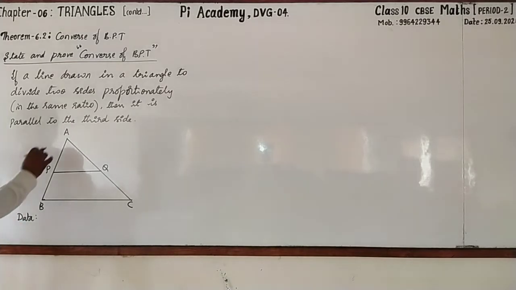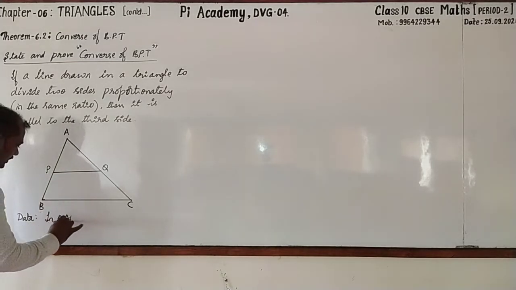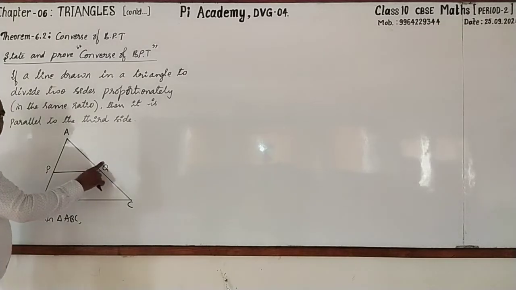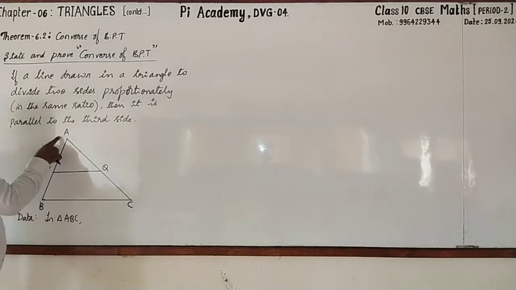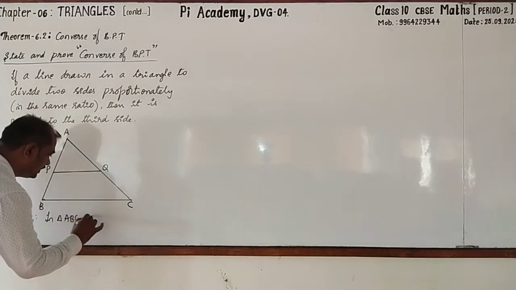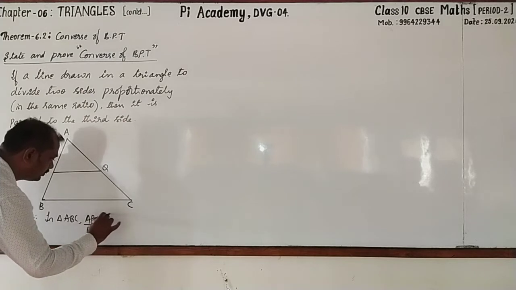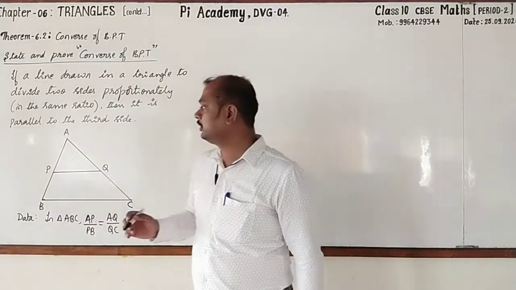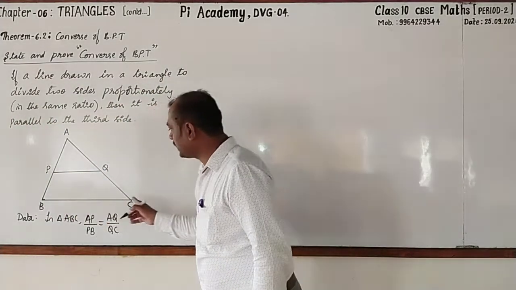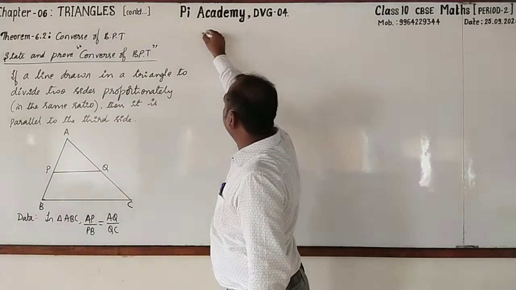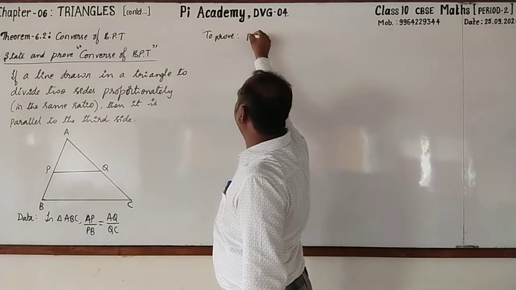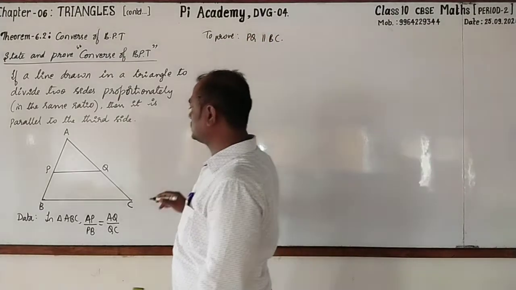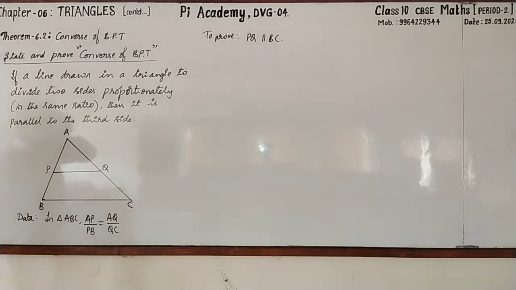What has been given? In triangle ABC, PQ is a line drawn and it divides two sides proportionately. That means AP by PB equal to AQ by QC. Then what are we going to prove? We will prove that PQ is parallel to BC. So write, to prove, PQ parallel to BC.